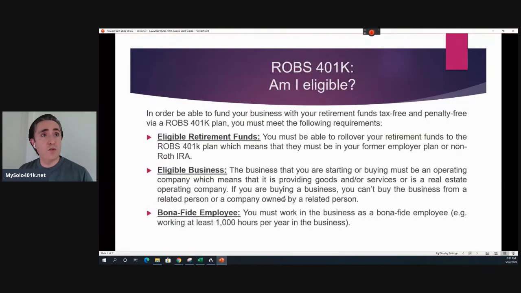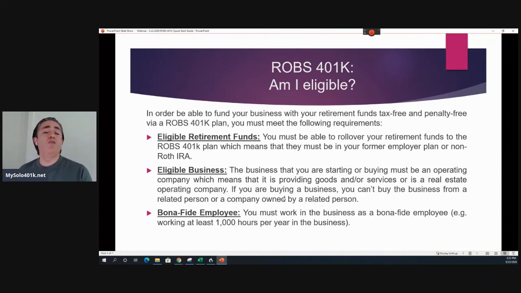So let's look at this first initial key consideration. First of all, are you eligible, of course? In order to be able to use your retirement money to fund your own business without having to pay taxes or penalties, you have to have eligible retirement money.